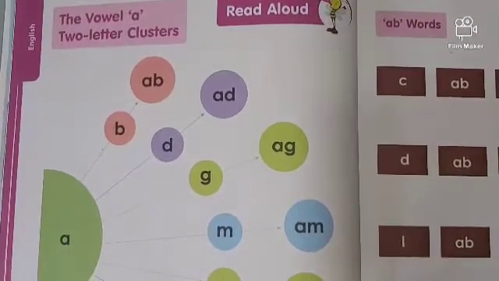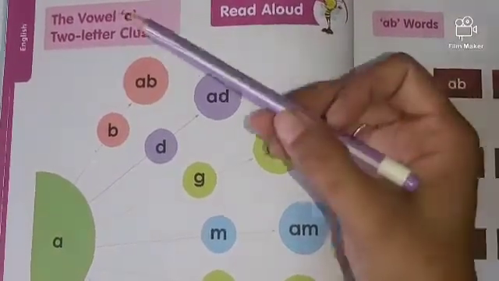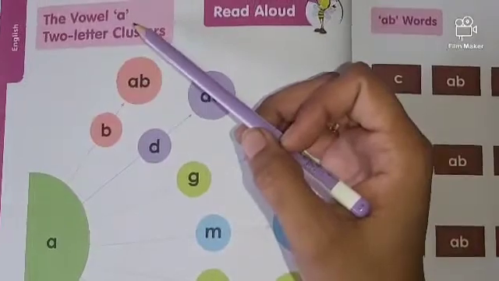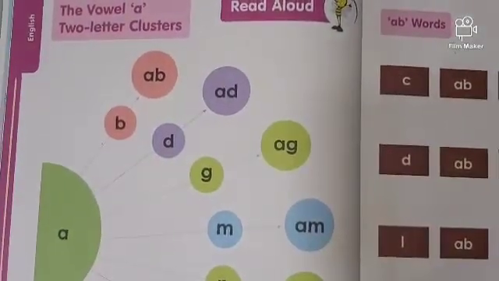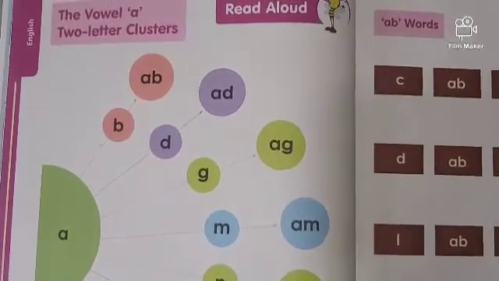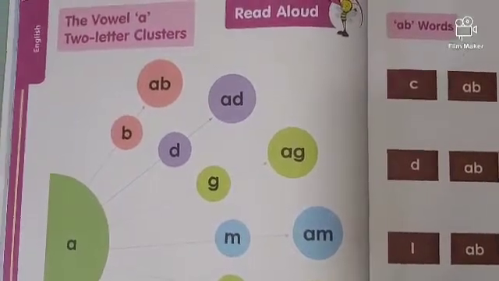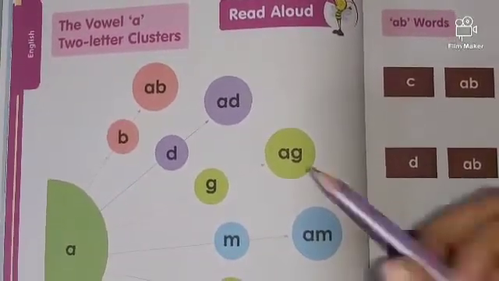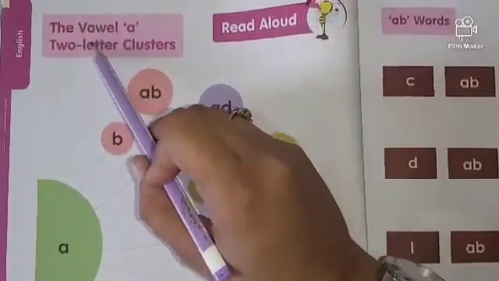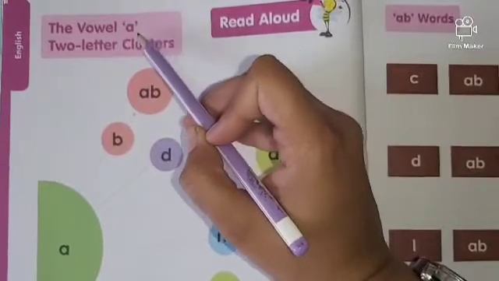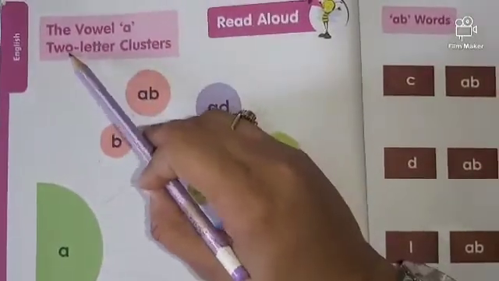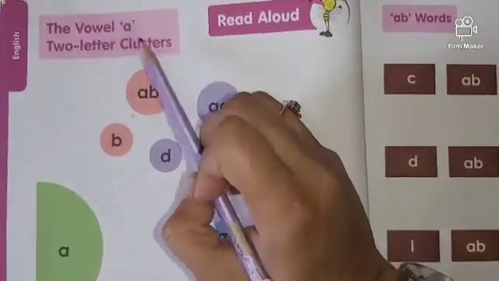Today, as you can see, what is the topic? We are going to study the vowel A, 2-letter clusters. Now you must be wondering, what are we going to study in this? What does this topic mean? Let me explain it to you, students. First of all, it's written the vowel A. So, you know vowel A, right? The first vowel. 2-letter clusters.